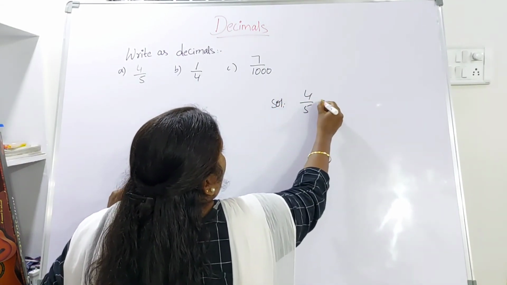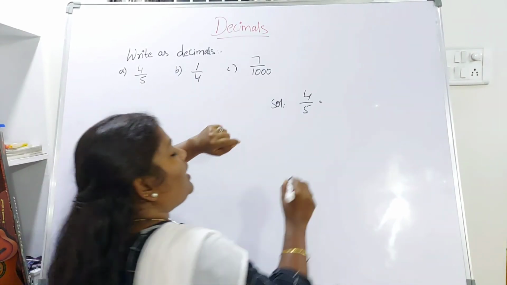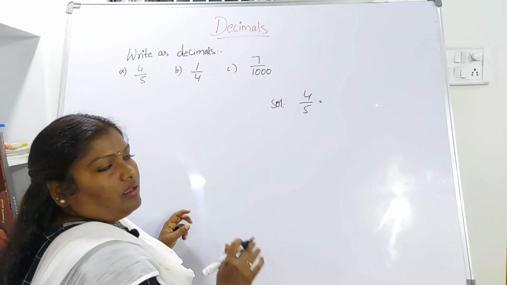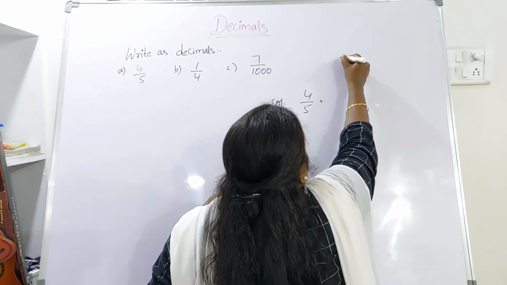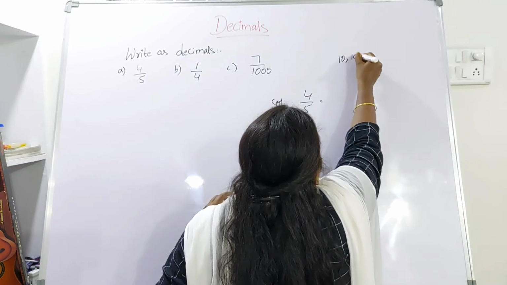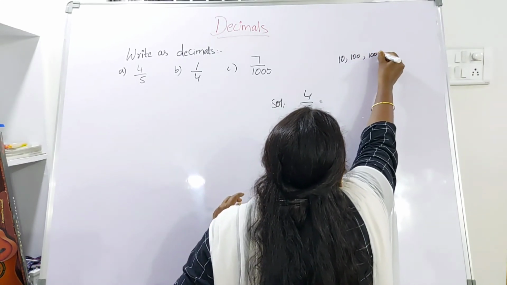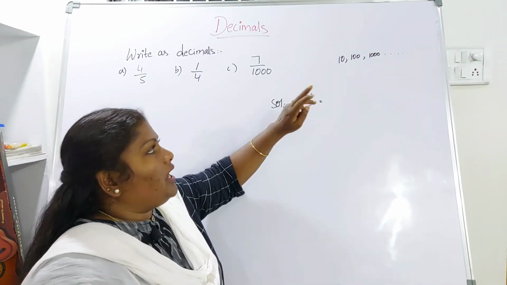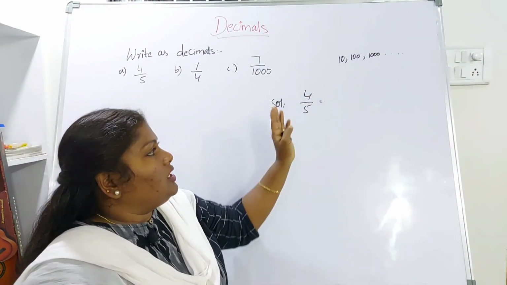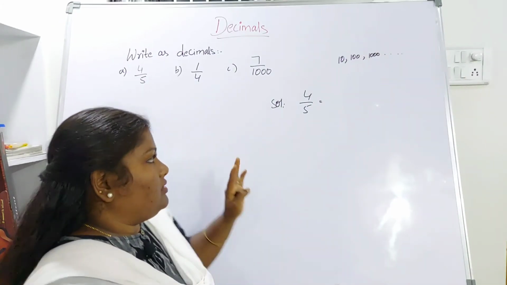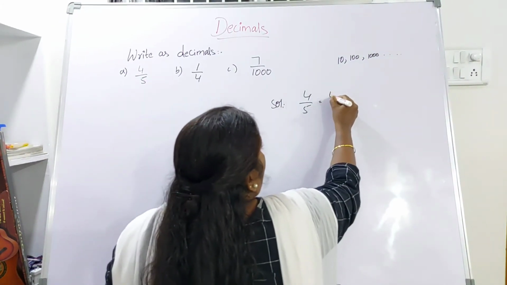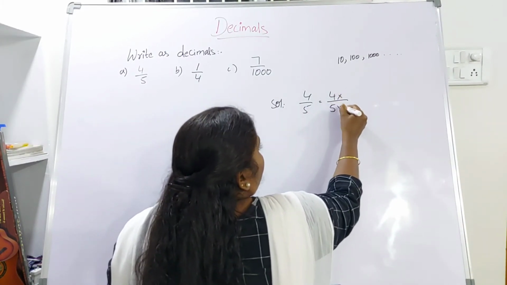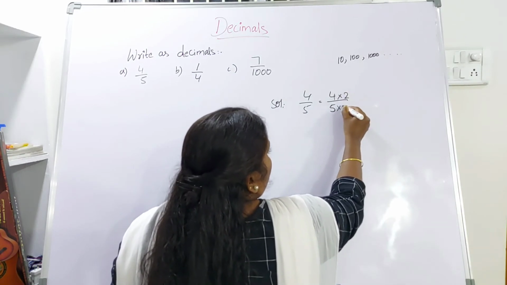4 by 5. Now how to convert this is, you have to make the denominator as multiples of 10. Multiples of 10 means it can be 10, it can be 100, it can be 1000 and so on. If you make the denominator value either 10, 100 or 1000, the conversion will be very easy. So what I am going to do is multiply the numerator and the denominator with the same number, that is 2.